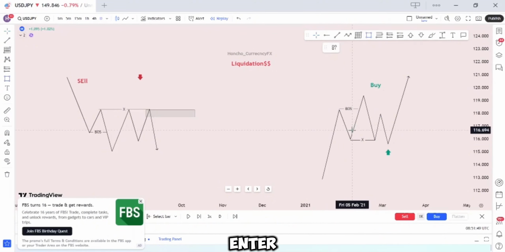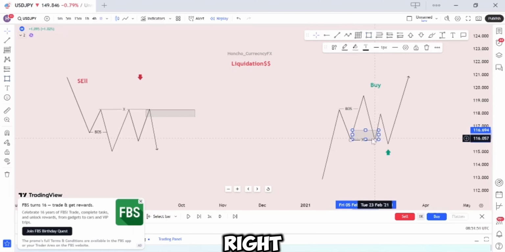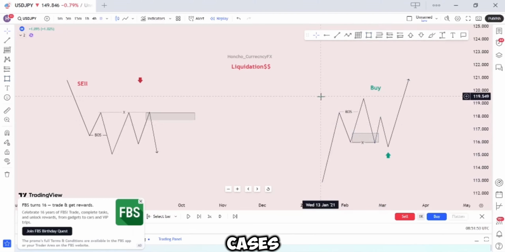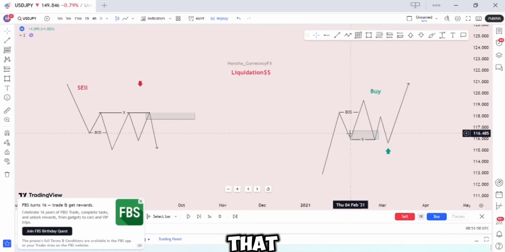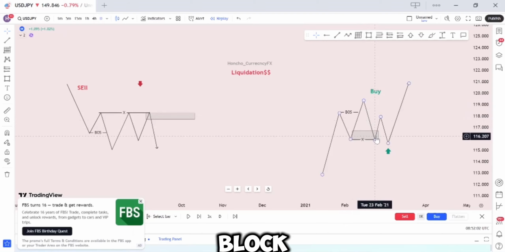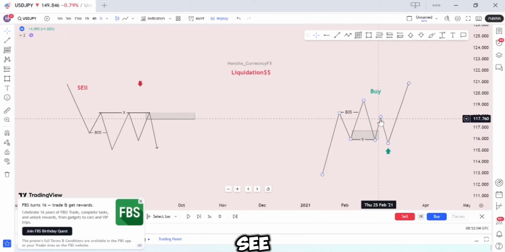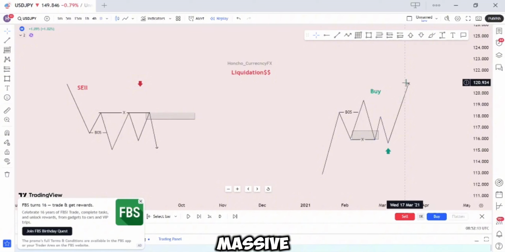Most people enter from the order block that is right here. So in most cases, this plays out whereby the block that breaks structure, you wait for a pullback into the order block and then you buy from there. That's why you see that the market actually reacts from this order block and starts buying, and in most cases comes down to hit your stop loss before the massive move occurs, and that is very frustrating.